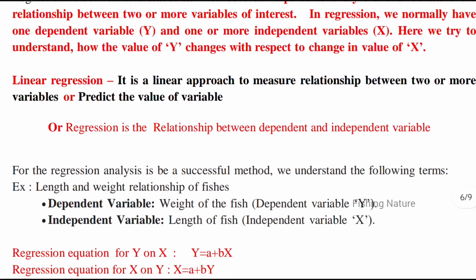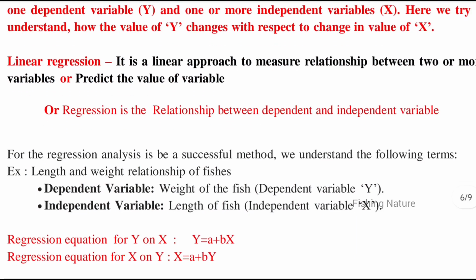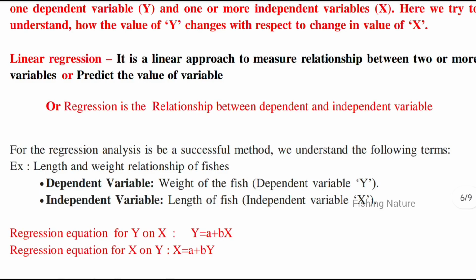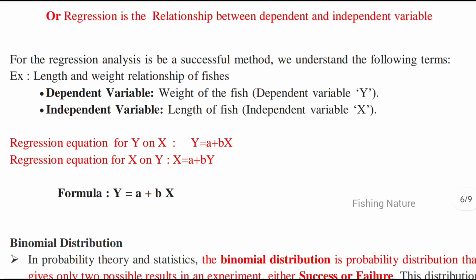Next, linear regression. Linear regression is a linear approach to measure the relationship between two or more variables to predict the value of a variable. To predict the value of a variable, we require linear regression. Next, for the regression analysis to be a successful method, we understand the following terms: the length and weight relationship of fishes.